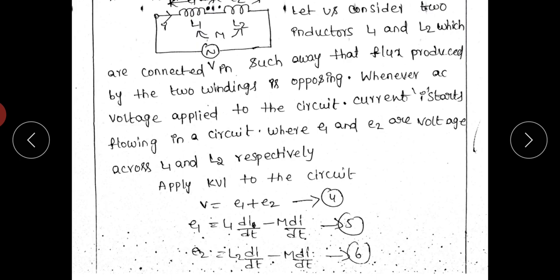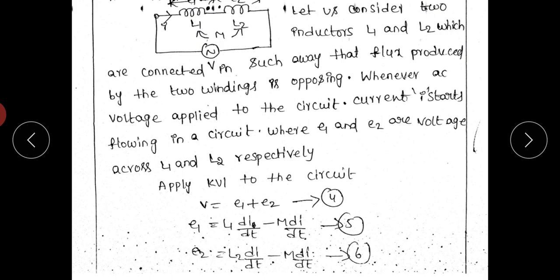So the first coil induced EMF E1 equals self-induced EMF L1 into dI by dt minus M into dI by dt. Similarly, the second coil induced EMF E2 equals second coil self-induced EMF L2 into dI by dt minus M into dI by dt. This is the second coil mutual induced EMF. This induced EMF is due to the first coil flux. Here minus M into dI by dt is the first coil mutual induced EMF. So this EMF is produced by the second coil flux.